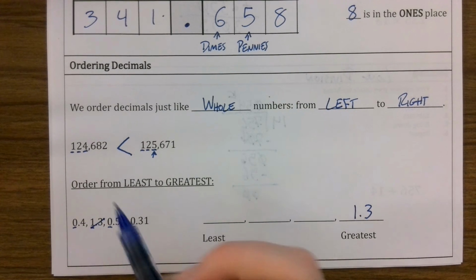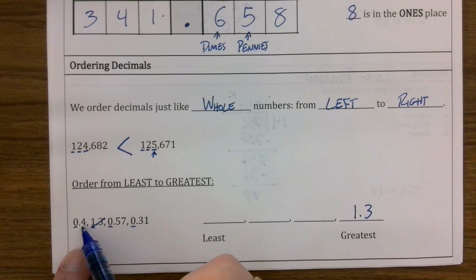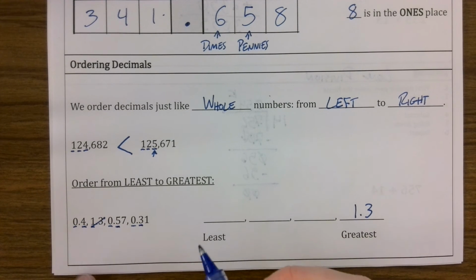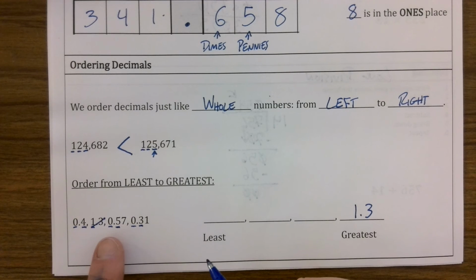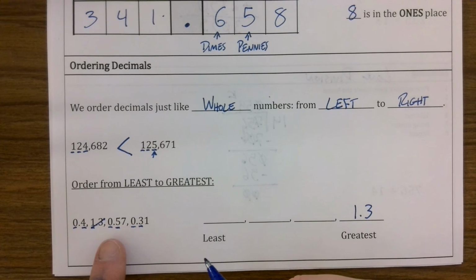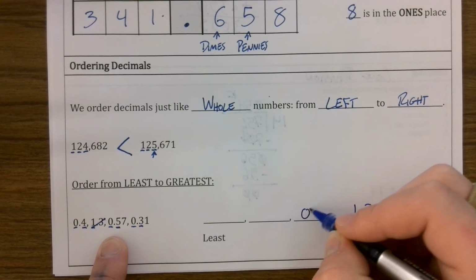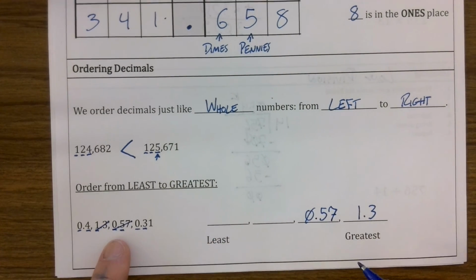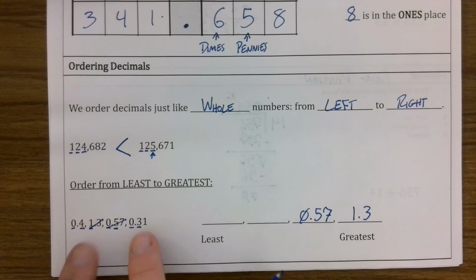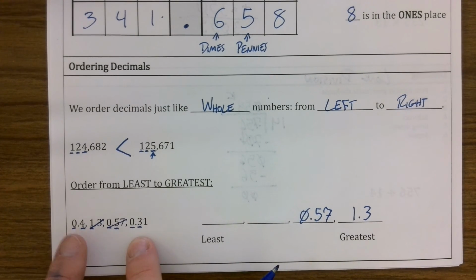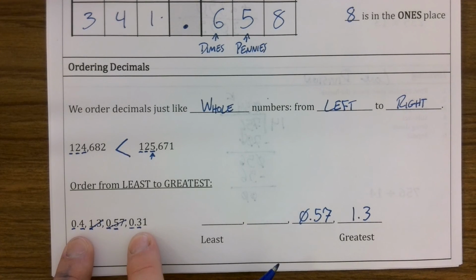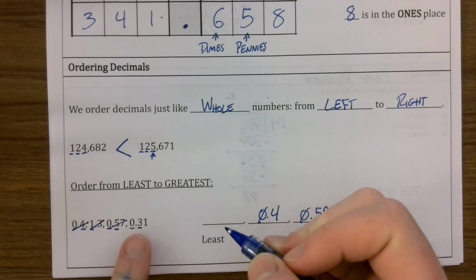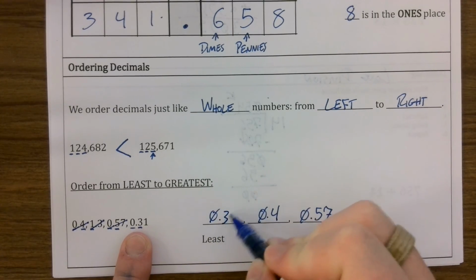Now we're going to move to our next digit, which is after the decimal. So we're going to look at 4, 5, 3. Here we have 4, 5, and 3. 5 is bigger than 4 and 3, so 0.57 is our next biggest number. They're crossed off because we're done with them. And next, we don't even need to look at the other digit because we've got 4 versus 3. 4 is bigger than 3, so 0.4 is our next biggest, and our smallest is 0.31.